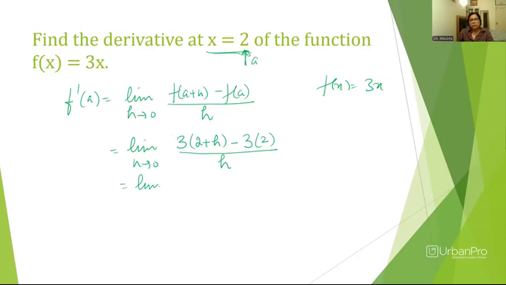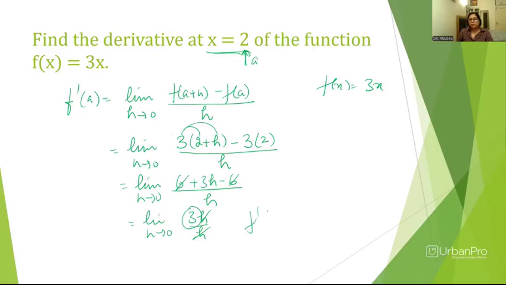Now we need to simplify this limit. This is 3 times 2, 6 plus 3h minus 6 upon h. Finally, it is limit h tends to 0, 3h by h. So now h got eliminated and the value comes out to be f dash a is 3. Right? This is how we find the derivative of a function at a particular point.